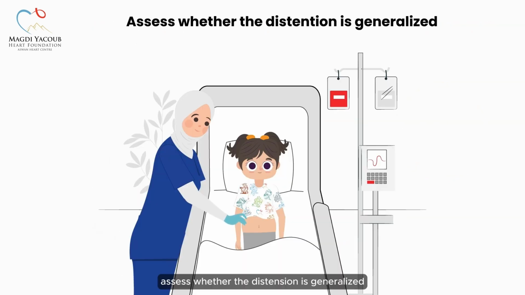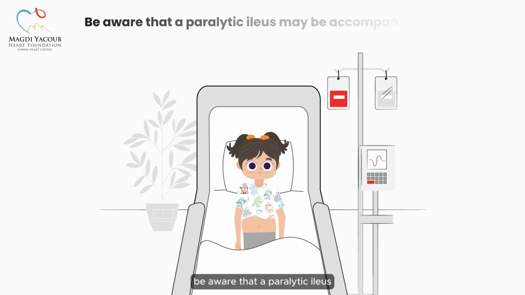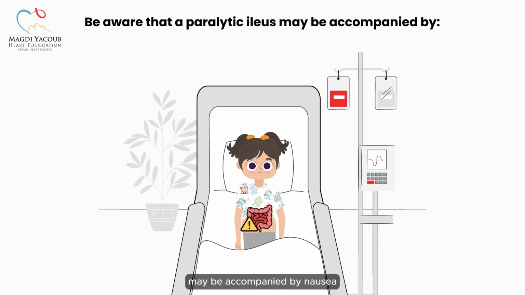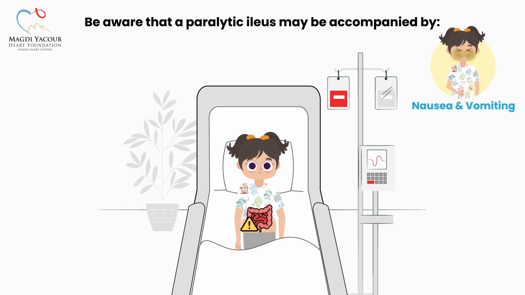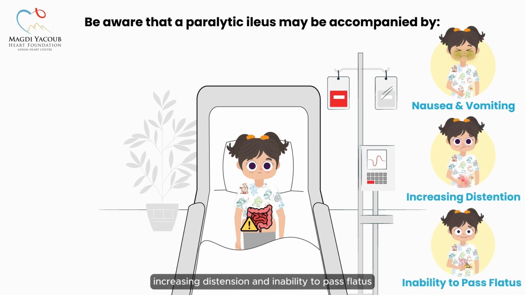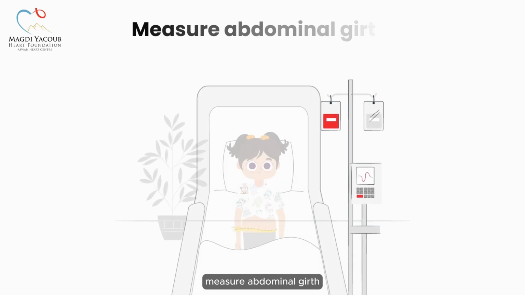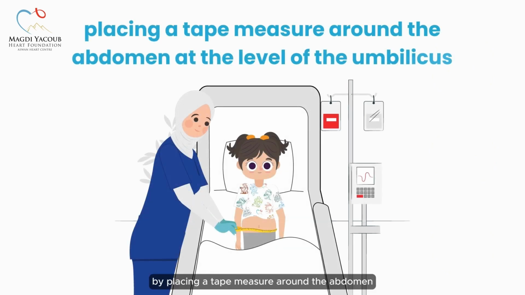Assess whether the distension is generalized. Observe at the flanks on each side. Be aware that a paralytic ileus may be accompanied by nausea and vomiting, increasing distension, and inability to pass flatus. Measure abdominal girth by placing a tape measure around the abdomen at the level of the umbilicus.